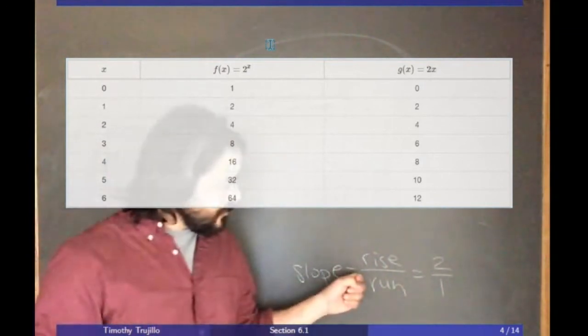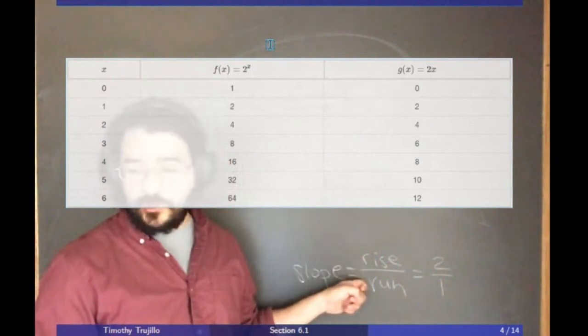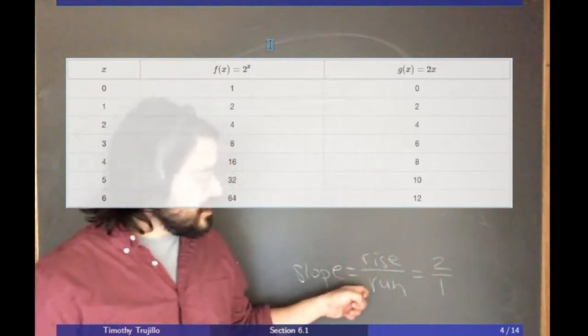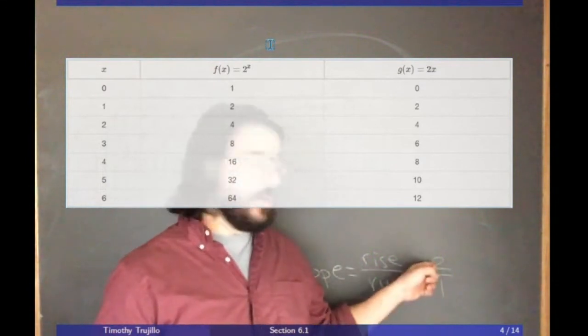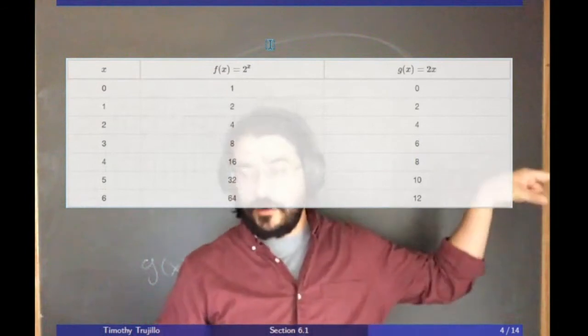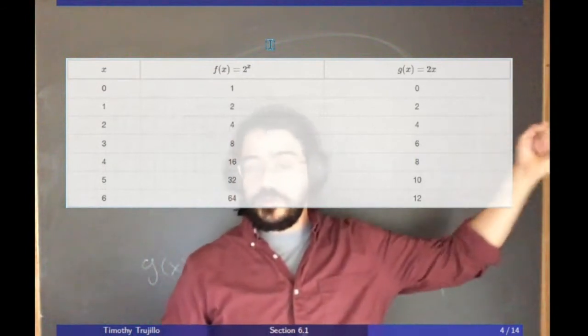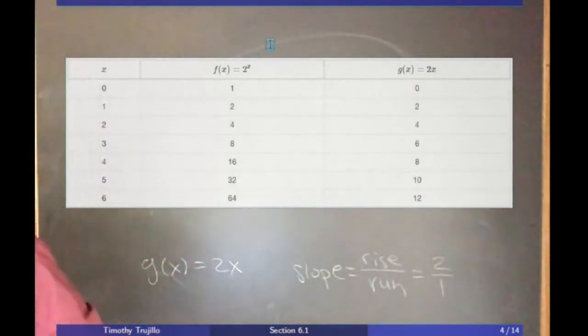And we previously said that the slope tells us the rise over the run, right? And what this means is that if we move to the right by 1, then we're going to go up by 2. So to the right by 1, up by 2, to the right by 1, up by 2, to the right by 1, up by 2. And to go up by 2, all you're doing is adding 2 to the output, okay?